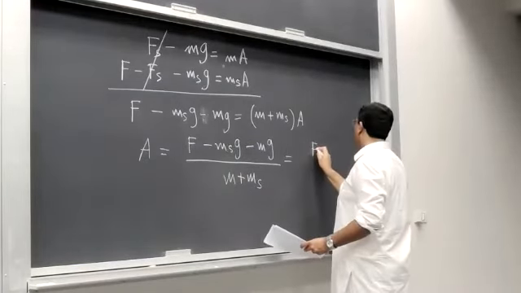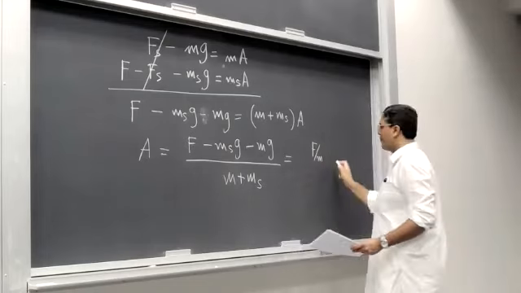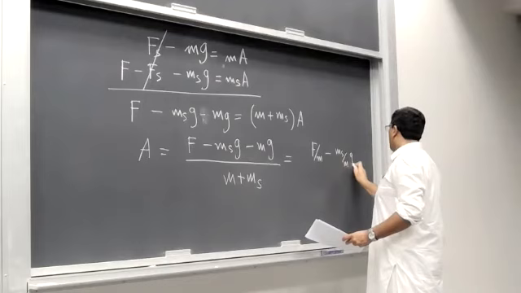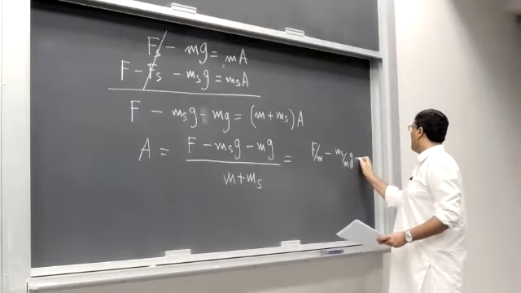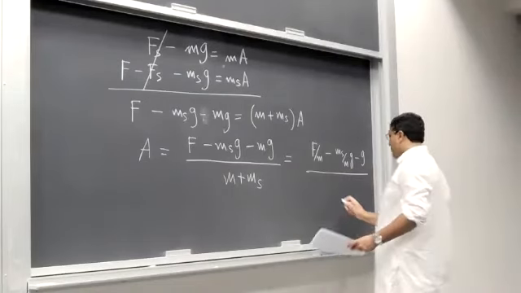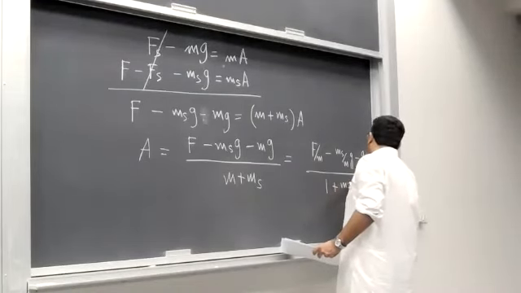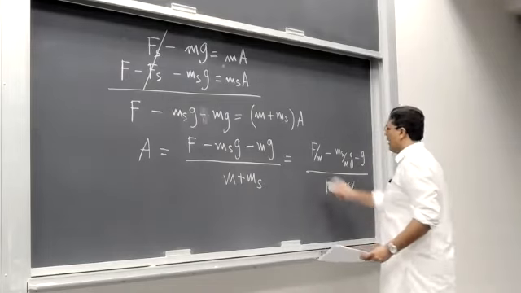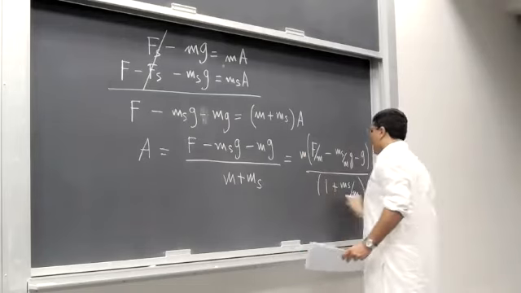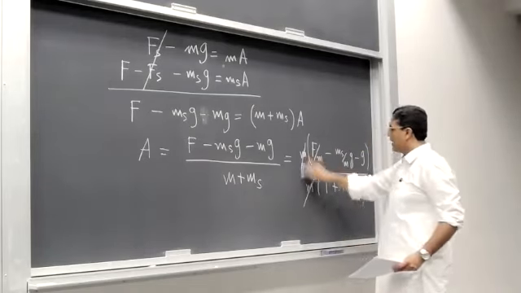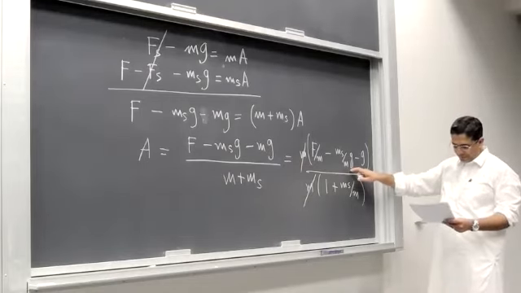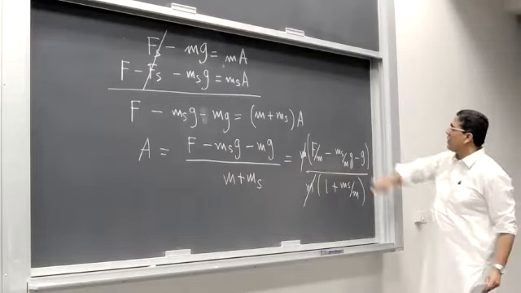So you would get an equation which looks like F over m minus ms over m times g, minus g over 1 plus ms over m. And by taking common, I mean if you have m here and m here, these two just cancel. Now you look at this equation and look at these two terms.